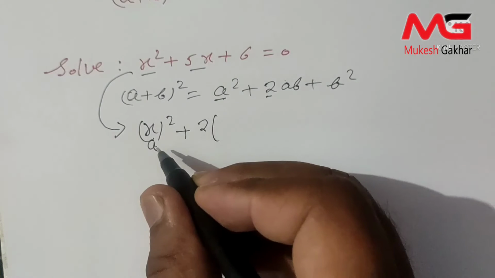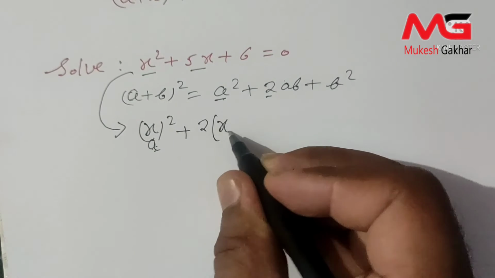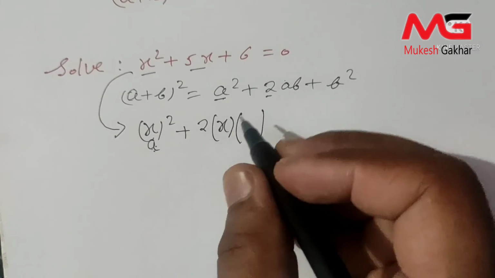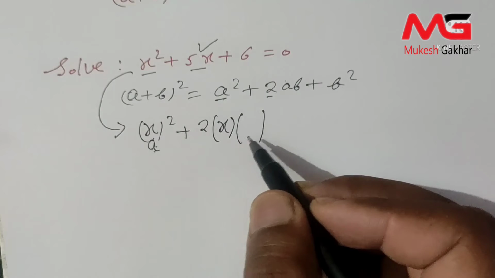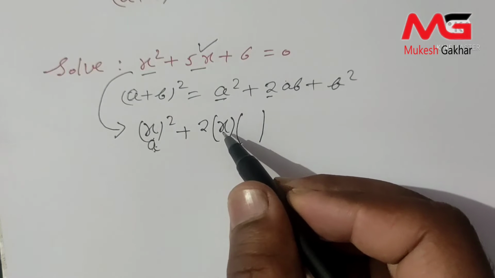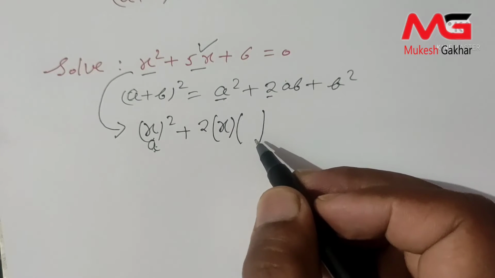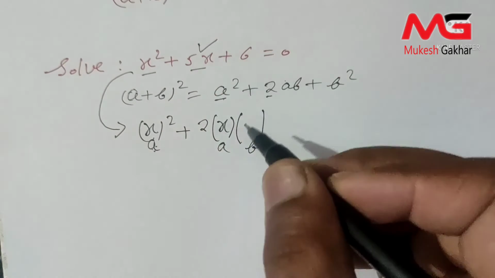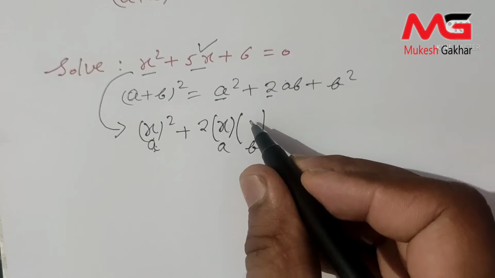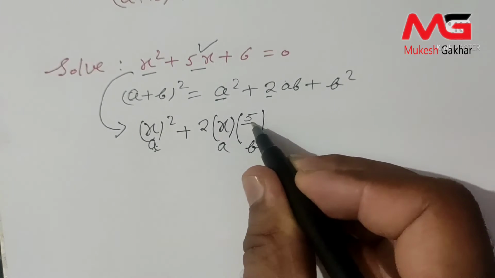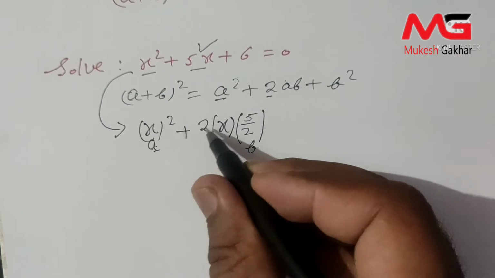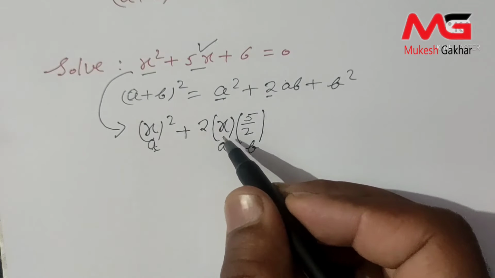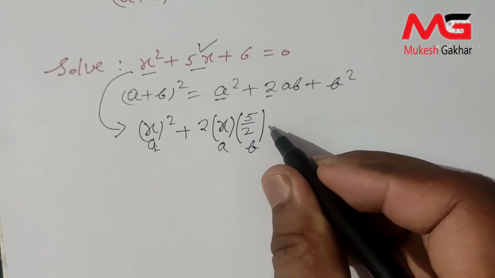So what is the value of a? Value of a is x. Now what will be the value of b? You have to compare this with 5x. So what do we have to write here? 2 multiplied by x multiplied by which number? Means what will be the value of b, so that it will be 5x? So we will have 5 divided by 2, because 2 cuts with 2, it will be 5x. So it will be a square plus 2a into b.